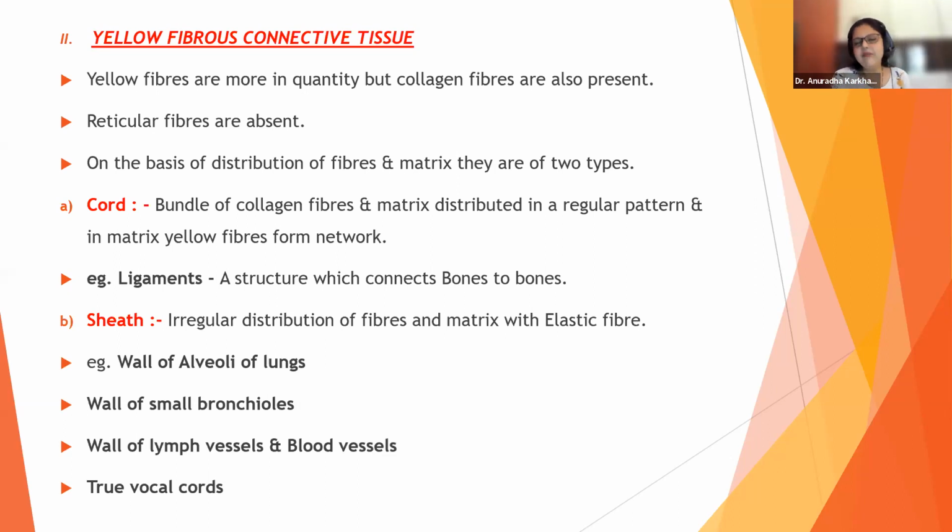That is your elastin fibers. So if those elastin fibers are present in the form of a cord, we call them ligaments. And if they are present in the form of a sheath, or coverings, we call them a sheath. Any difficulty in understanding these points? Cord of collagen fibers, cord of elastin fibers. Sheath of collagen fibers, sheath of elastin fibers. All okay? No confusion in your mind?